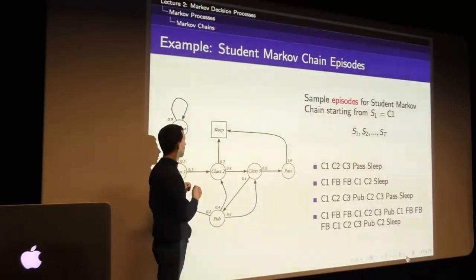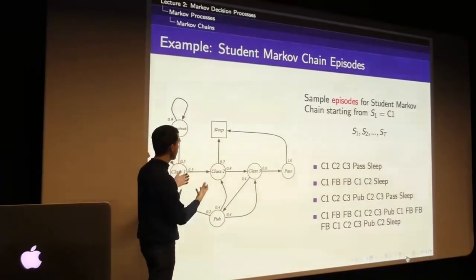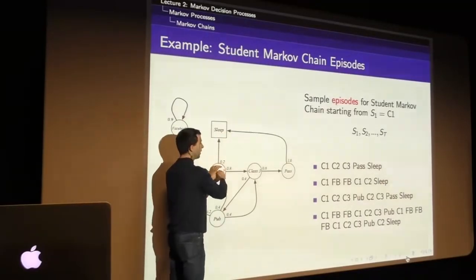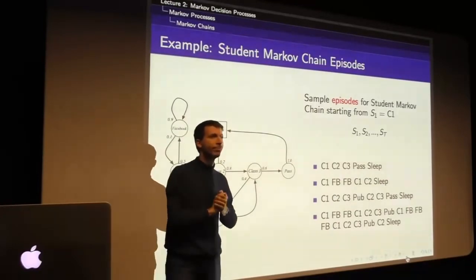And the fact that it has the Markov property means that it can be described by one of these diagrams, if you like. It can be described by saying from any state, there's some probability of transitioning to any other state. Is that clear? Good.